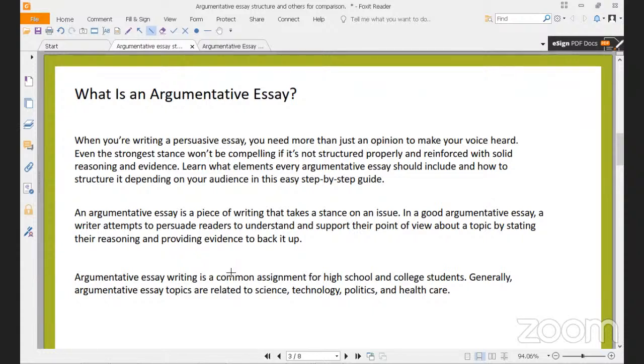When you're writing a persuasive essay, you need more than just an opinion to make your voice heard. Even the strongest stance won't be compelling if it's not structured properly and reinforced with solid reasoning and evidence. Learn what elements every argumentative essay should include and how to structure it depending on your audience in this essay step-by-step guide.